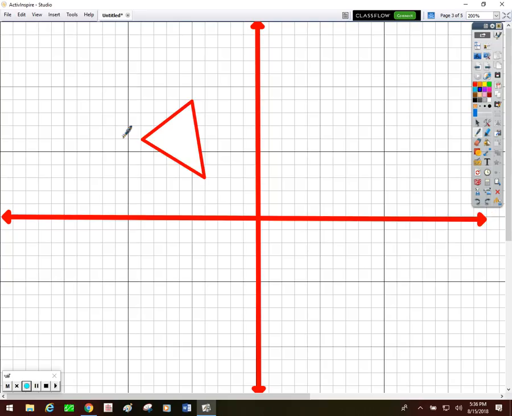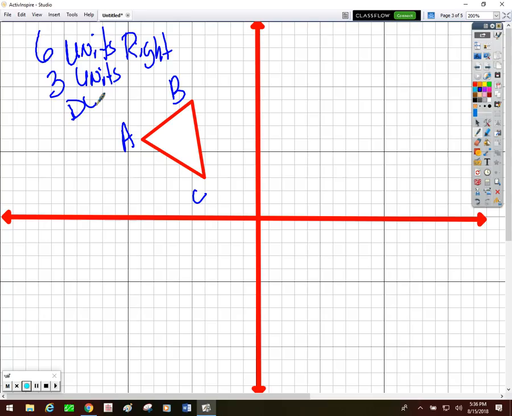All right, we have a triangle. Let's give it some points, A, B, and C. I'm going to give it a verbal description. I want to translate this triangle 6 units to the right and 3 units down. Remember, this notation is good for every one of these points. Each point moves the same amount, and when we finish, these shapes should be congruent because we did not change anything but the location.